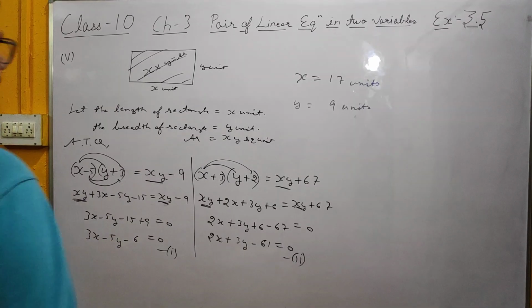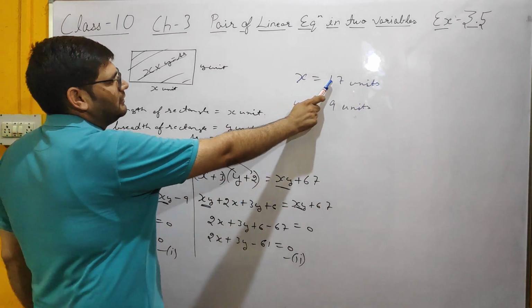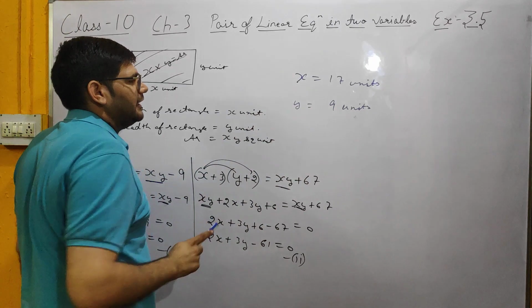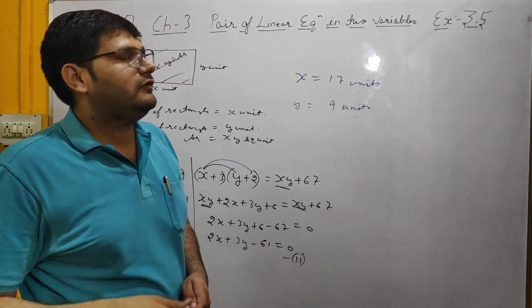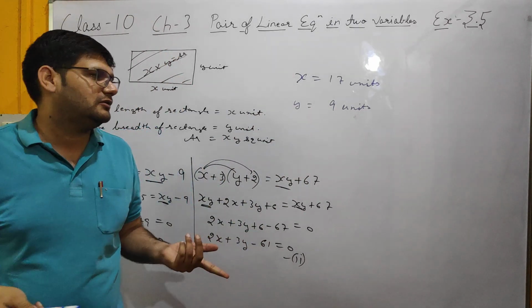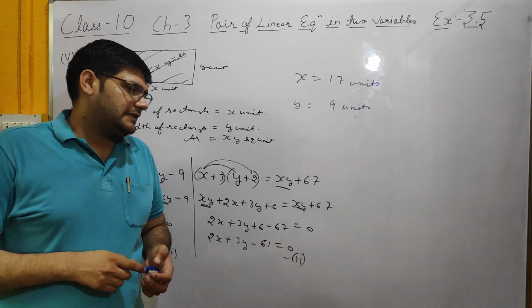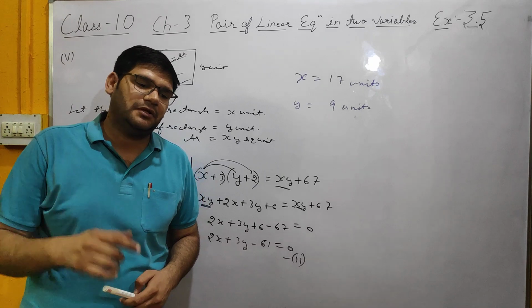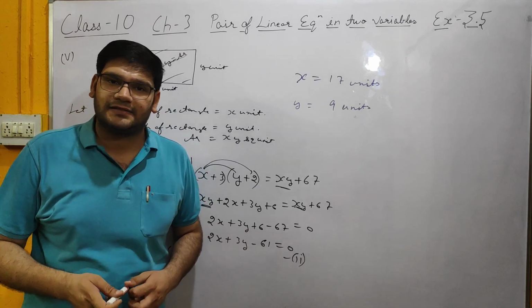After solving you will get x equals 17 units, which means the length is 17, and y, the breadth, is 9 units. So my dear students, if you are doing it for the first time, you can take 2 days to do it. I hope that you will complete till 3.5. From the next video we will start with 3.6. Thank you.